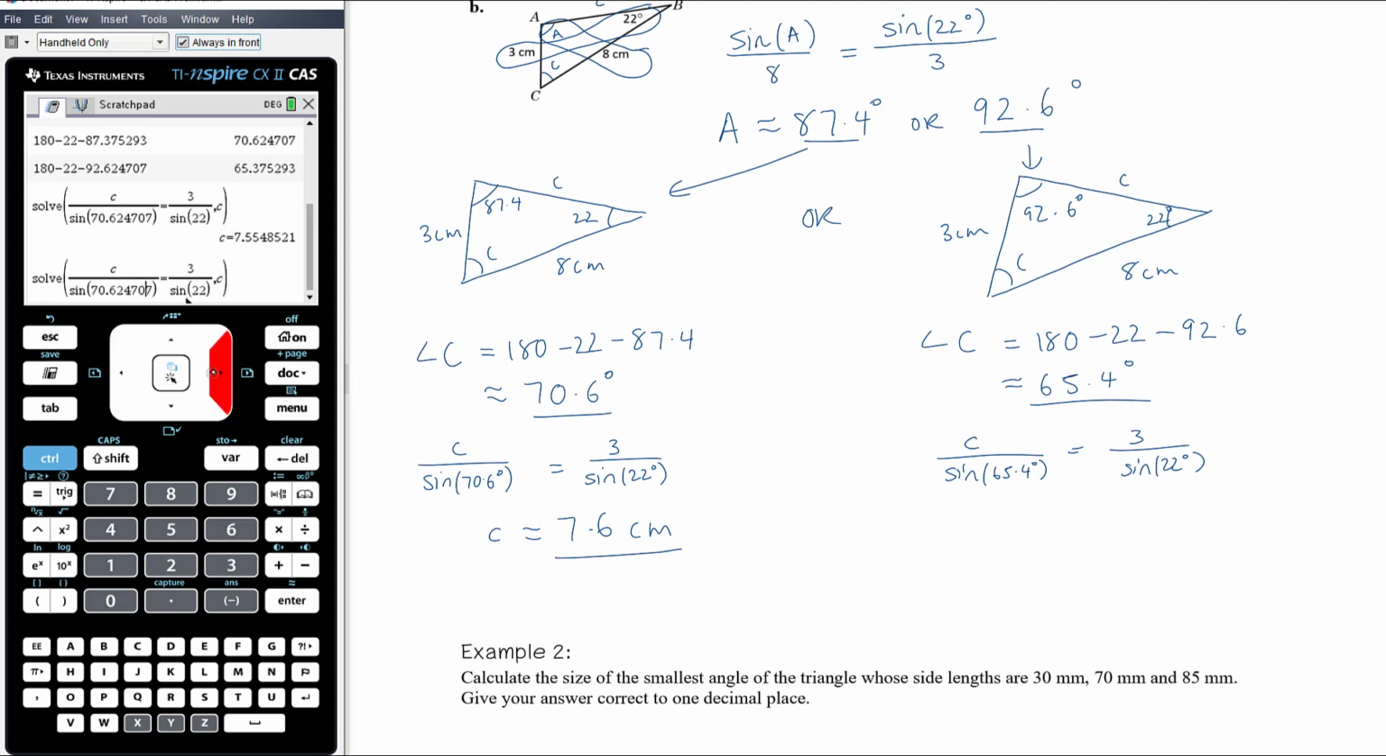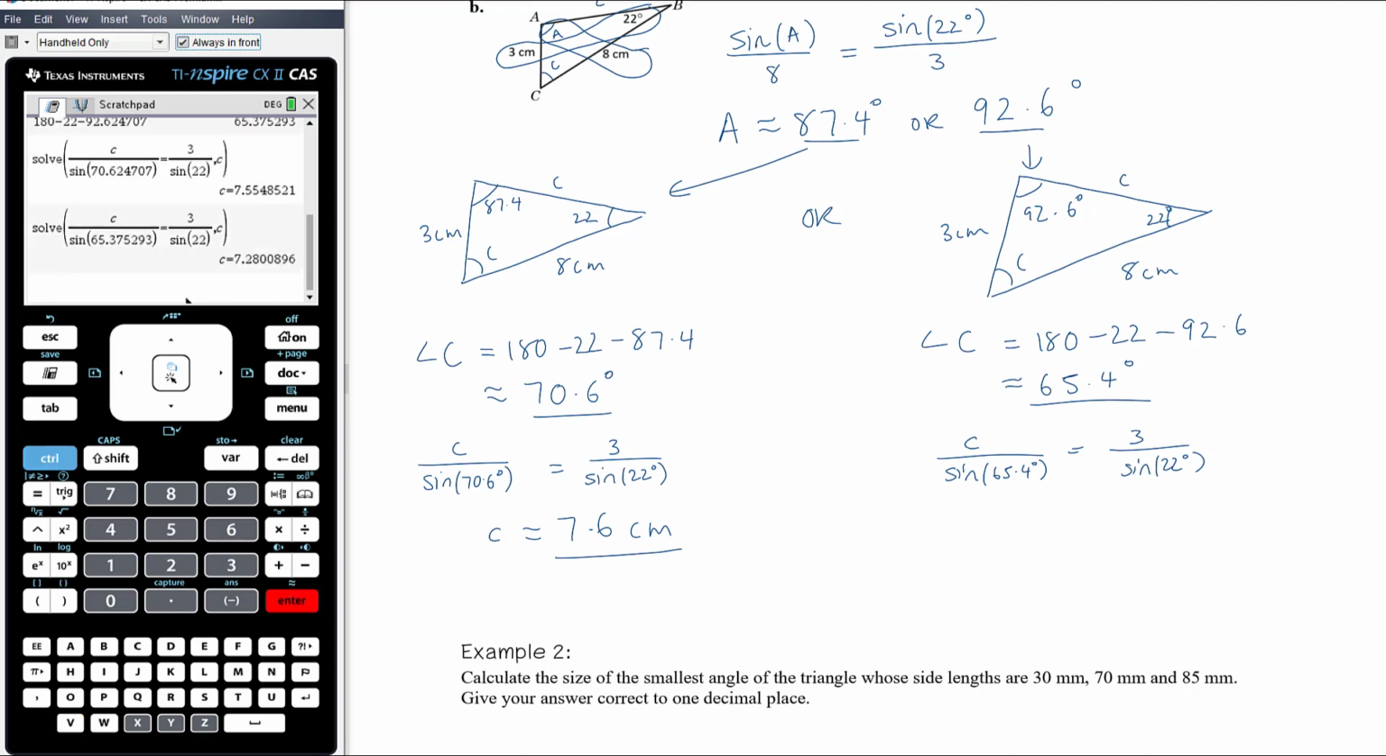The other equation, this time it's the same equation, except we just need to change that 70 point whatever angle there. Let's delete that from there. Let's scroll up here. Let's press Control C to copy that number. Let's scroll down here and press Control V to paste it there. Control Enter to get an answer. And so in this case, C will be 7.3 centimetres.